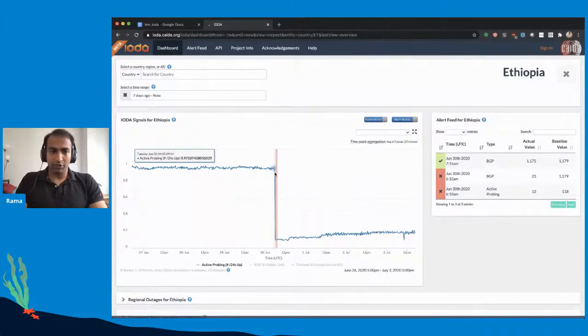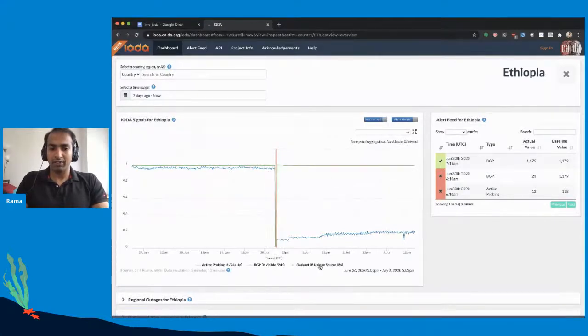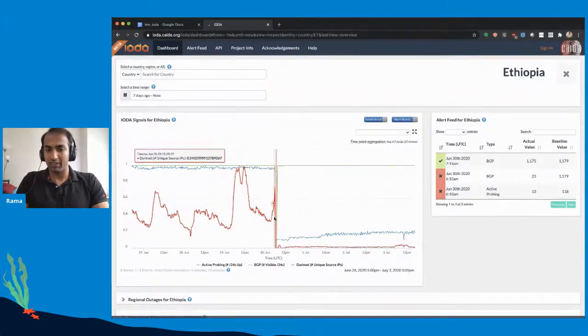So there was a significant drop on June 30th, corresponding to the time when the email was received on the mailing list. And since then, many of the networks have still not recovered to the traffic levels that we were seeing before. And this sort of highlights the complementary nature of these data sources. We see that same thing in the Darknet data source as well.